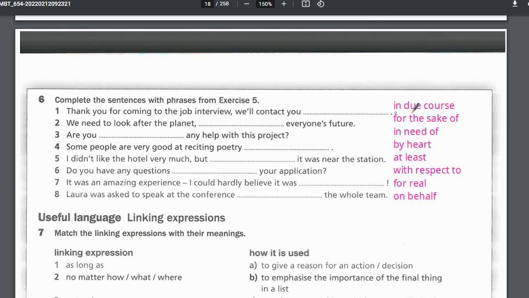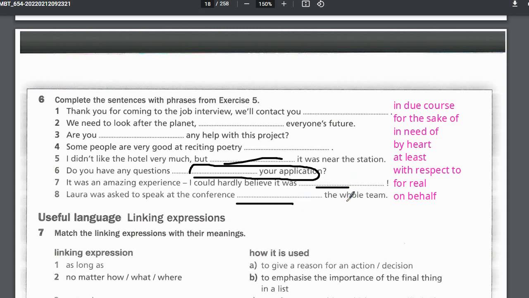Okay, we'll contact you in due course, like when the time is right. For everybody in need of, you have to memorize it at least. Okay, something positive at least. This is, look, nearly the exact same example I told you with respect to your application, as if I had prepared this beforehand. And so for real, it was real, for real.